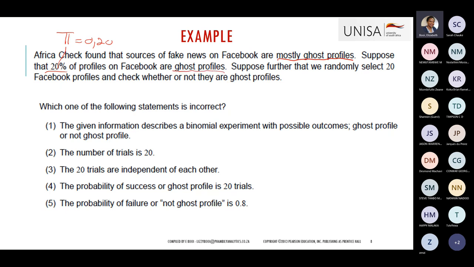So the probability of failure in this regard will be not a ghost profile. That will be a failure, because if the researcher is interested in ghost profile, that is the probability of interest, which is your success probability. Suppose that we randomly select 20 Facebook profiles. So that is our N. And check whether or not they are ghost profiles. So which one of the following statements is incorrect? So we need to evaluate each statement with regards to the information given at the top. We're going to do this also together, right?